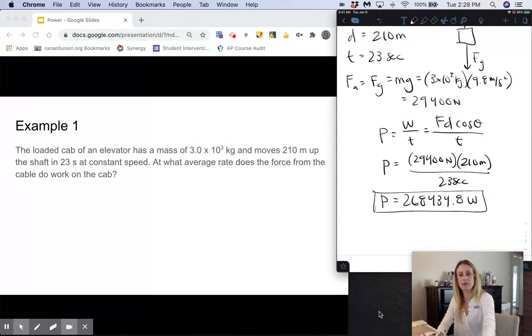Of course, if we divide this by 1,000, we can get this in kilowatts, but it's all the same thing, just different units.